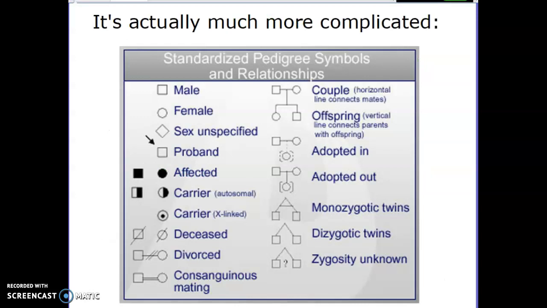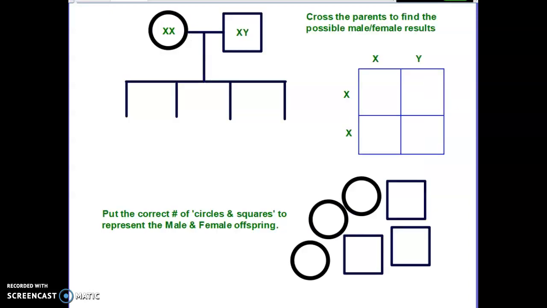It's actually much more complicated than that. We're not going to get into any of this because I don't think you would come across this. But see how there's a double line through there? That means they're divorced. So that happens a lot in society today. You can have adoptions. You can have twins. So it's actually a lot more complicated than the one I showed you.